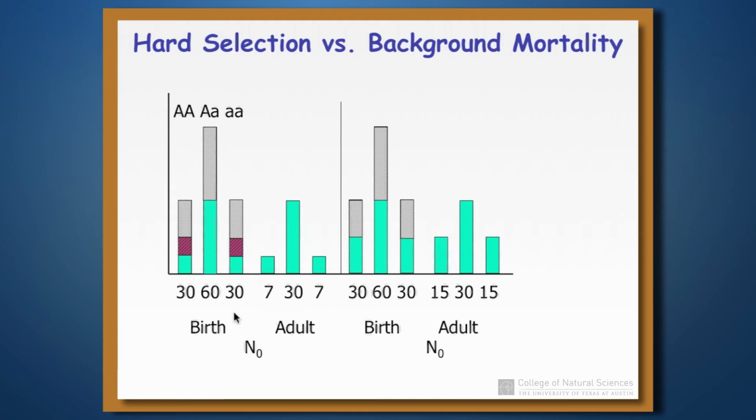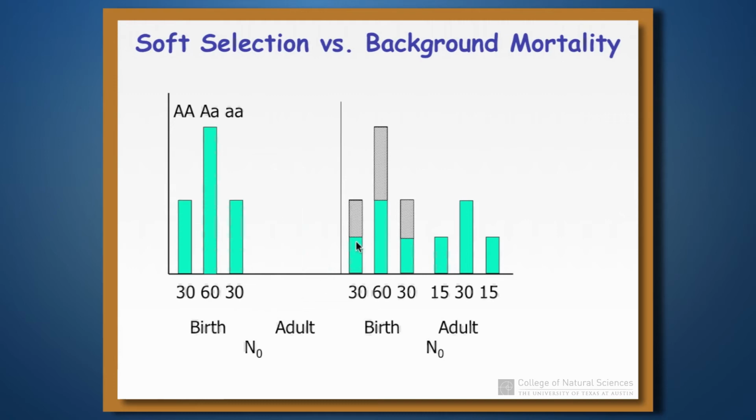So that's hard selection. Now, under soft selection, something different takes place. Again, over here on the right, we have background mortality as a point of comparison.